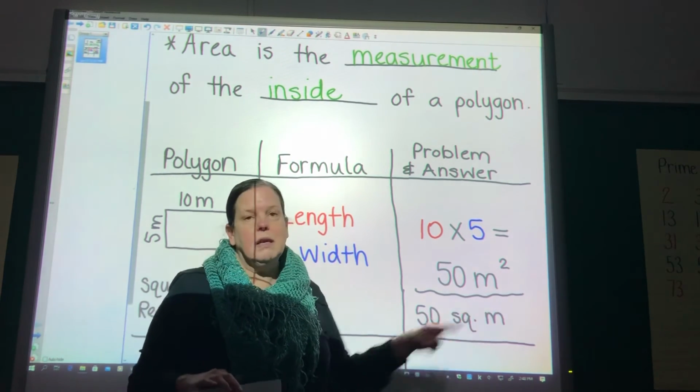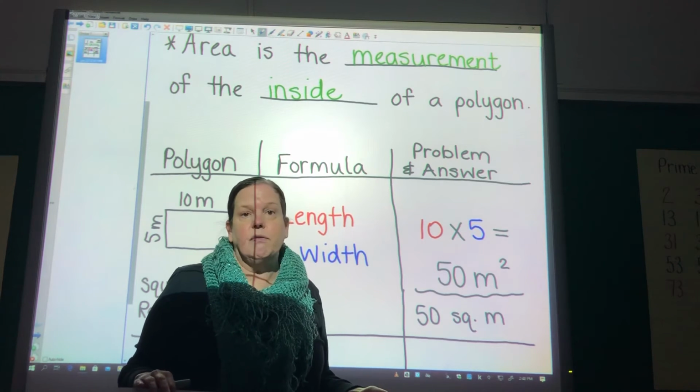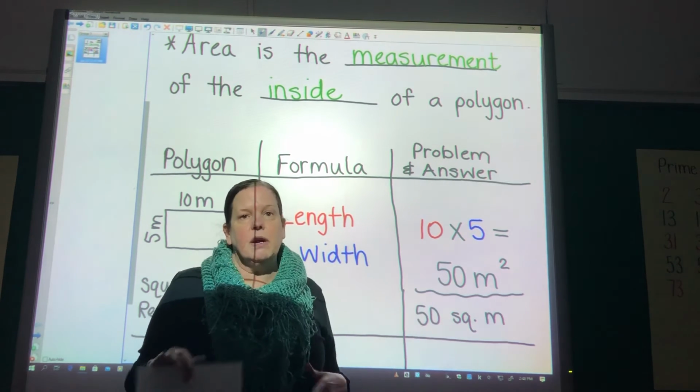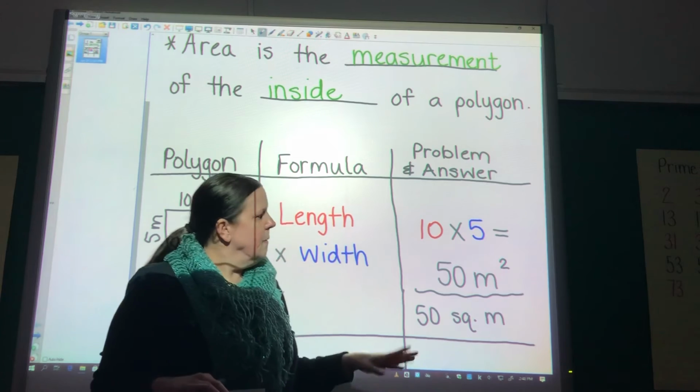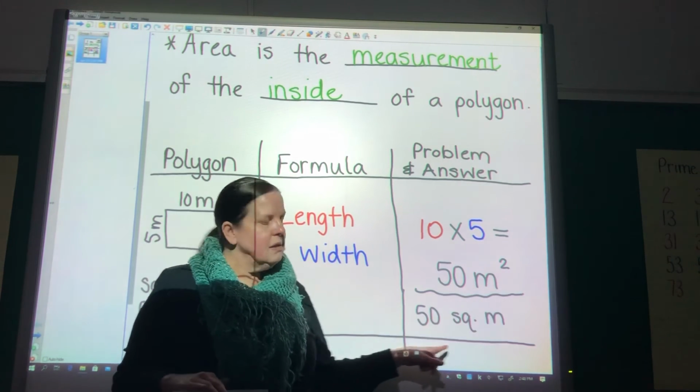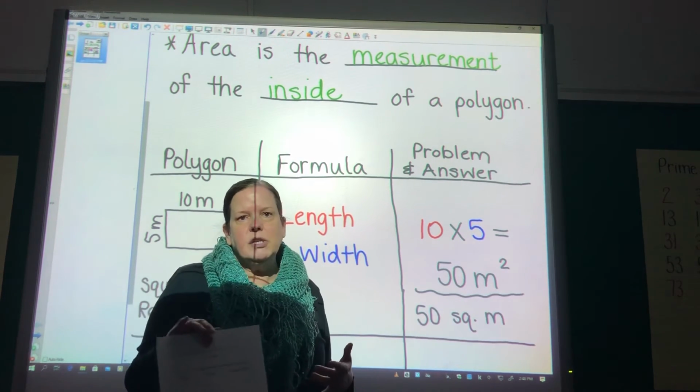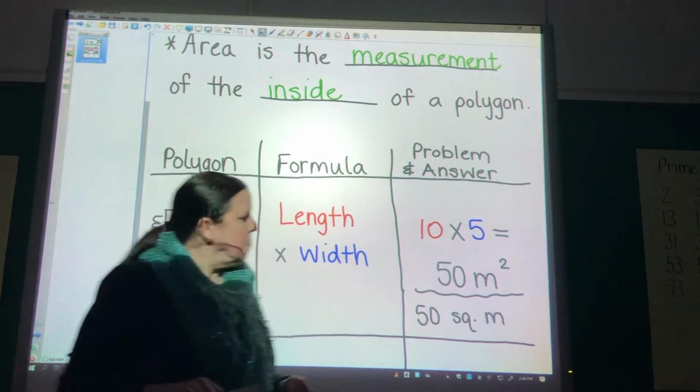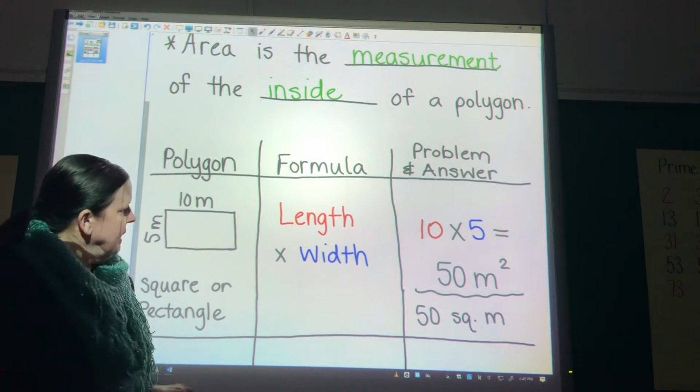And if you don't have the label correct, those are points off. You will get a point off for every label that is incorrect. So just keep that in mind. It's also in your directions. So just pay attention to that.